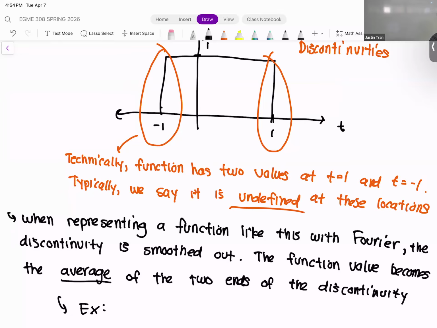And so if we were to represent this function with Fourier, it doesn't matter, Fourier series, Fourier transform, it doesn't matter where you truncate it, how many frequencies you put in, you always get the same result, right? So we say f of -1 is equal to 1/2, and f of 1 is equal to 1/2 as well. Whereas previously, for that square pulse, technically f of -1 and f of 1 were undefined.